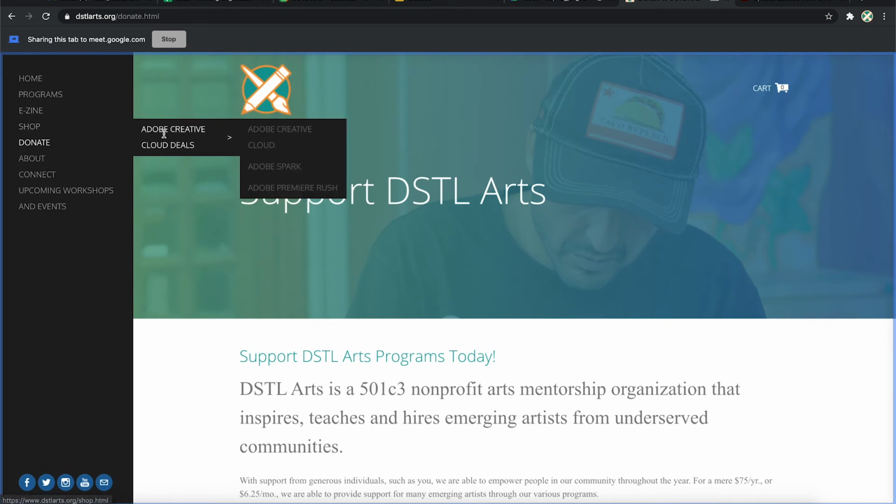So if you click on Shop, and then go to Adobe Creative Cloud Deals. If you click on the full Creative Cloud, you can get Photoshop, InDesign, Illustrator, and all of the Adobe apps with a small discount for your first year subscription, and Distill Arts gets a percentage. Same with Adobe Spark if you only want to use that one app, and same here for Premiere Rush. This one is for editing videos and stuff like that. Adobe Spark is the one for creating social media graphics. You can use this to create web pages and other kinds of little videos too.